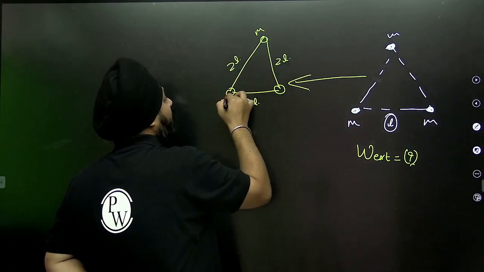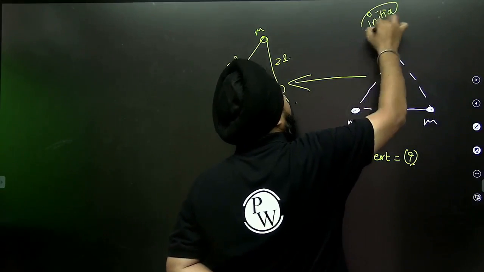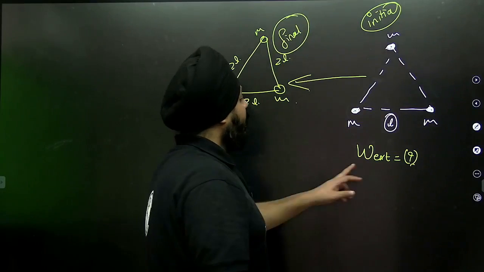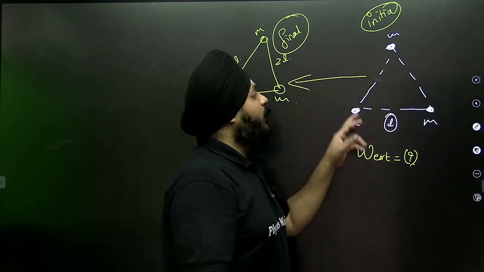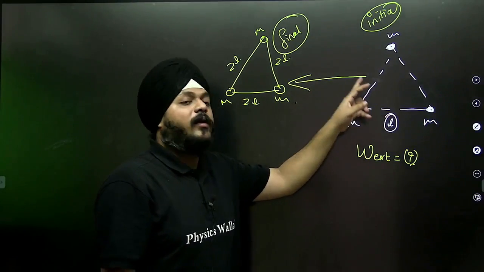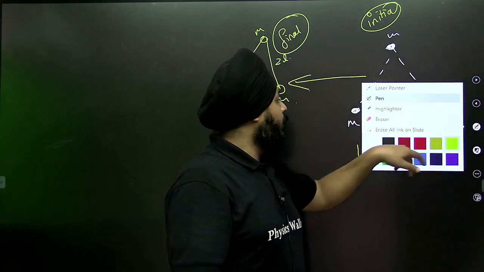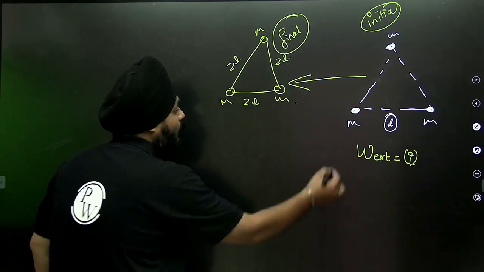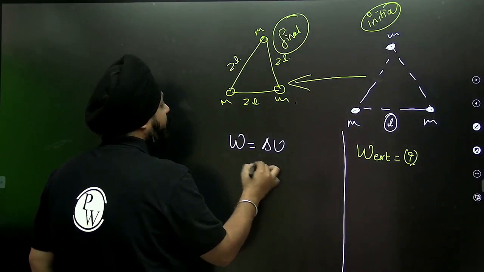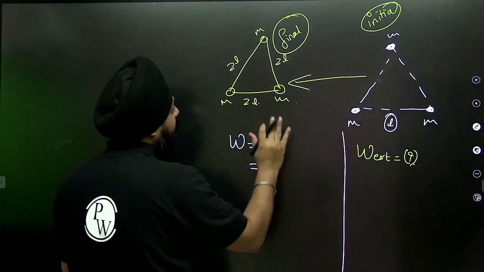This is mass m. This is the initial configuration, and this is the final configuration. How much work is needed by an external agent to transform this system from an equilateral triangle of length L to 2L? So what will be the work done by the external agent? That will change into the potential energy. So that will be U final minus U initial. It's a very simple thing.